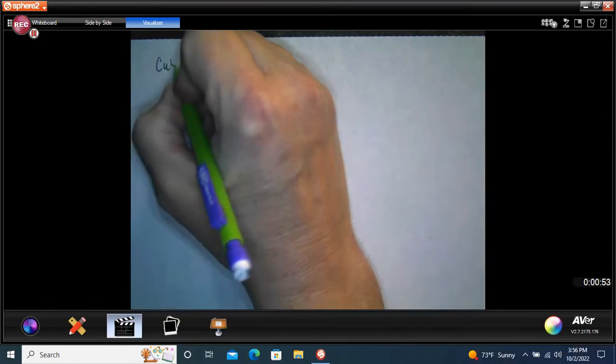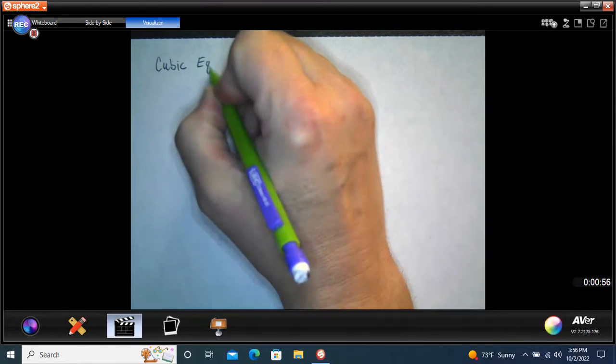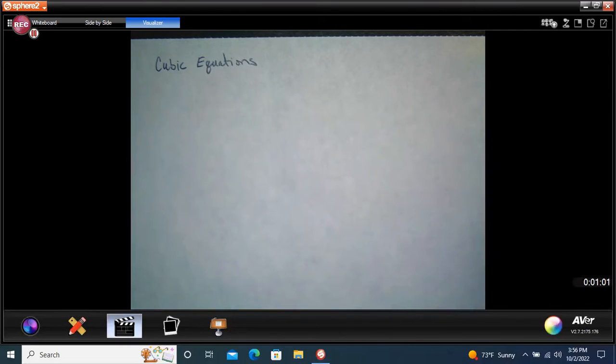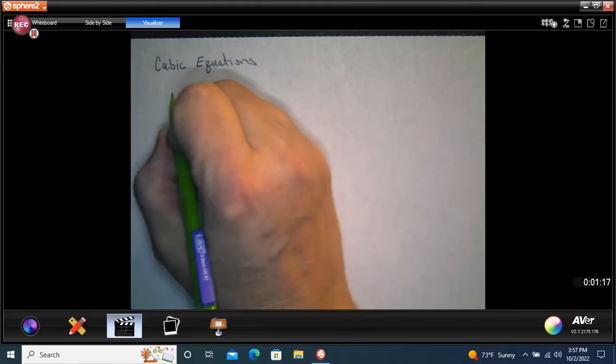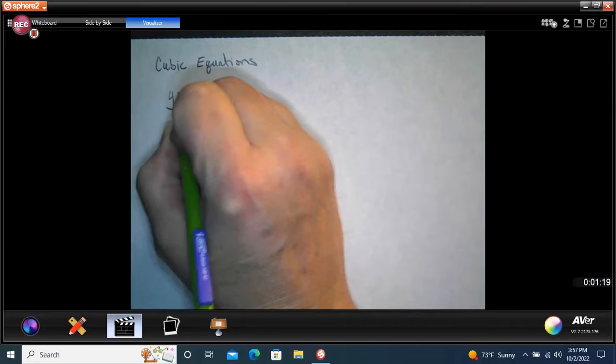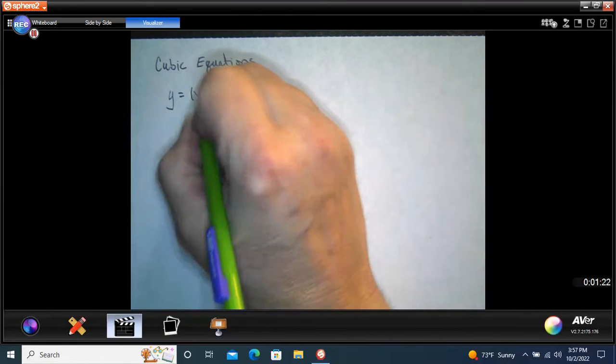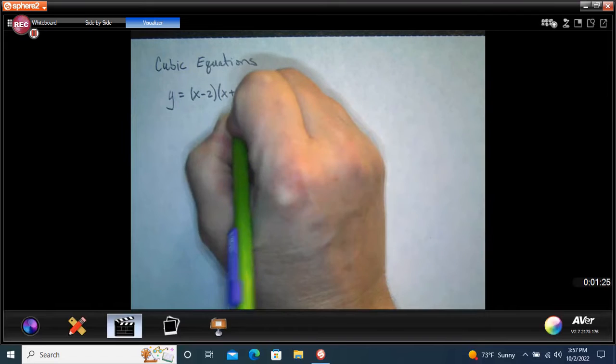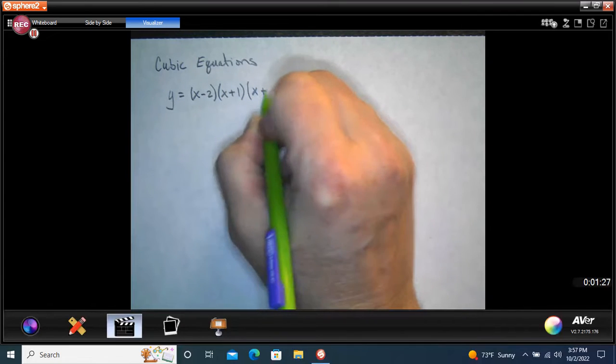So I'm going to start with cubic equations. And just like when we were working with quadratic equations, working with parabolas, they can open up or down, and that depends on the sign out in front of the factors. Let's just go with y equals (x minus 2)(x plus 1)(x plus 3).